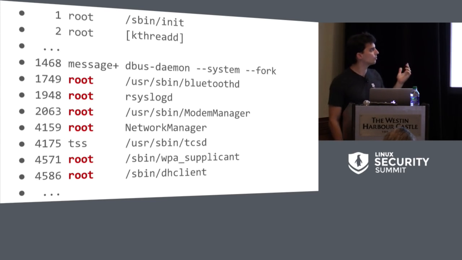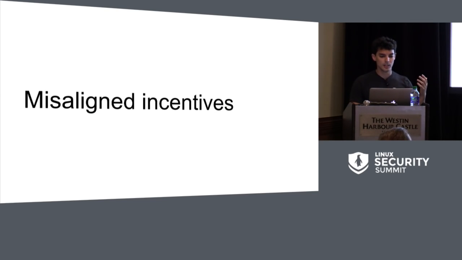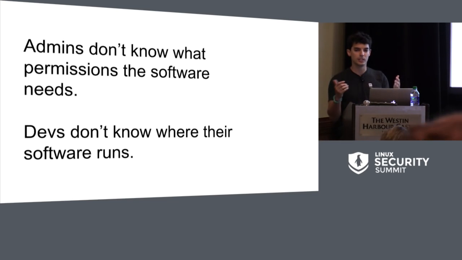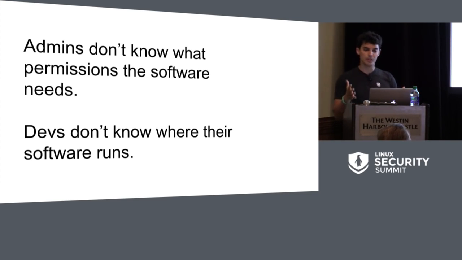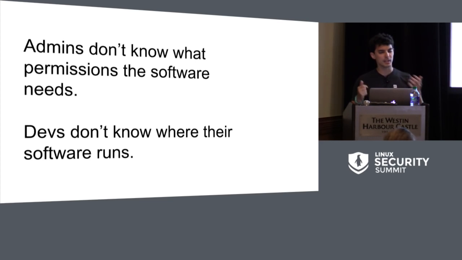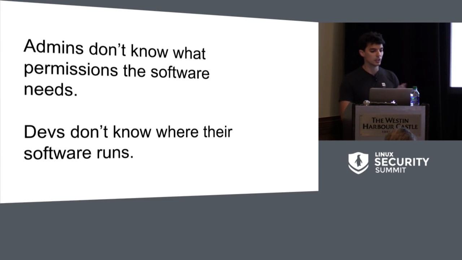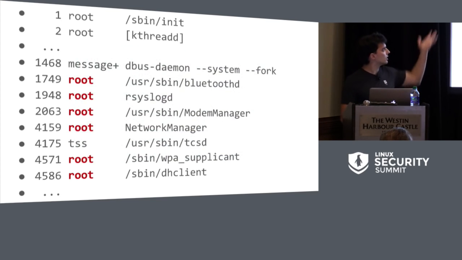And why does it look like this? Well, it's basically because we have kind of misaligned incentives, right? On the one hand, the admins that put together a distro don't really know what permissions the software needs, and the devs that write the software don't really know the environment in which their software is going to run, so they really make assumptions about how much sandboxing or privilege dropping they can do. So it's always a little complicated to be sure of what exact environment you can assume and use that to drop privileges, right? So the result is that things look like this. And you're one bug away from being completely owned, which is not cool.